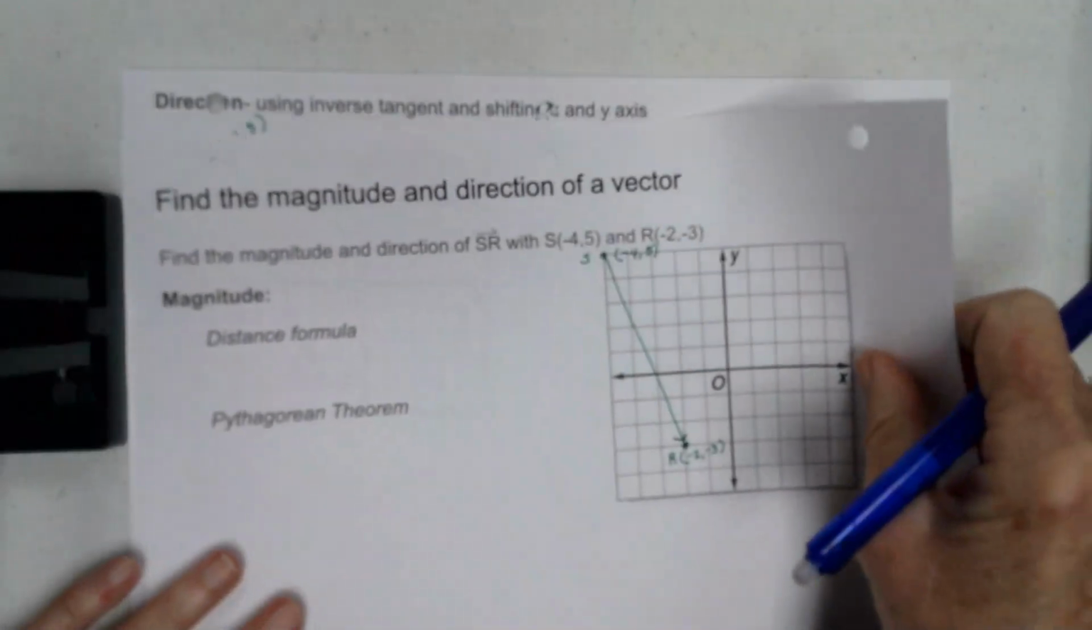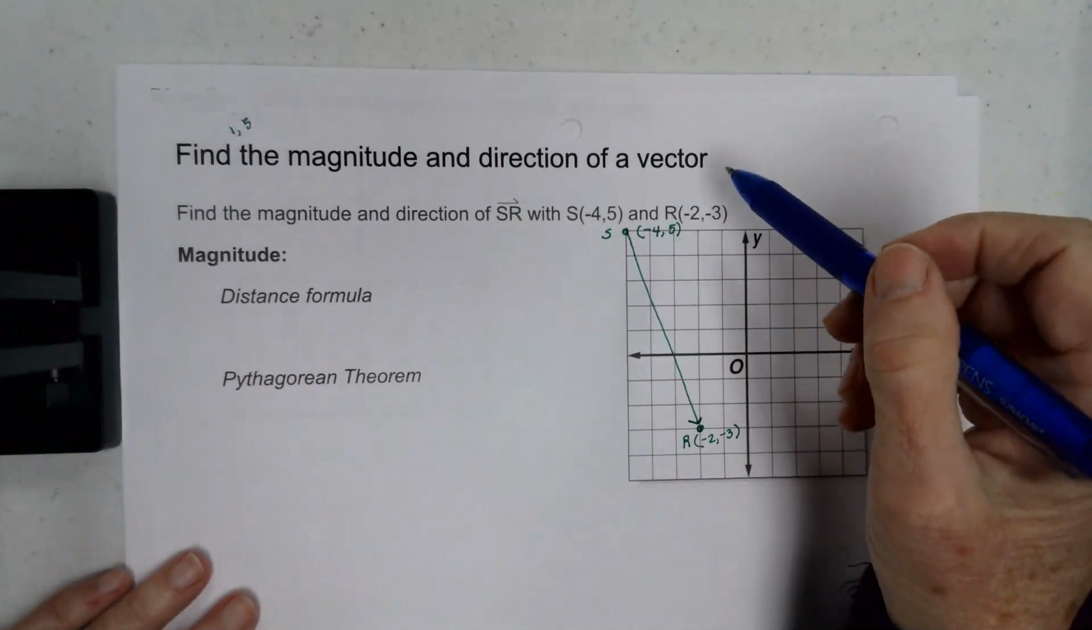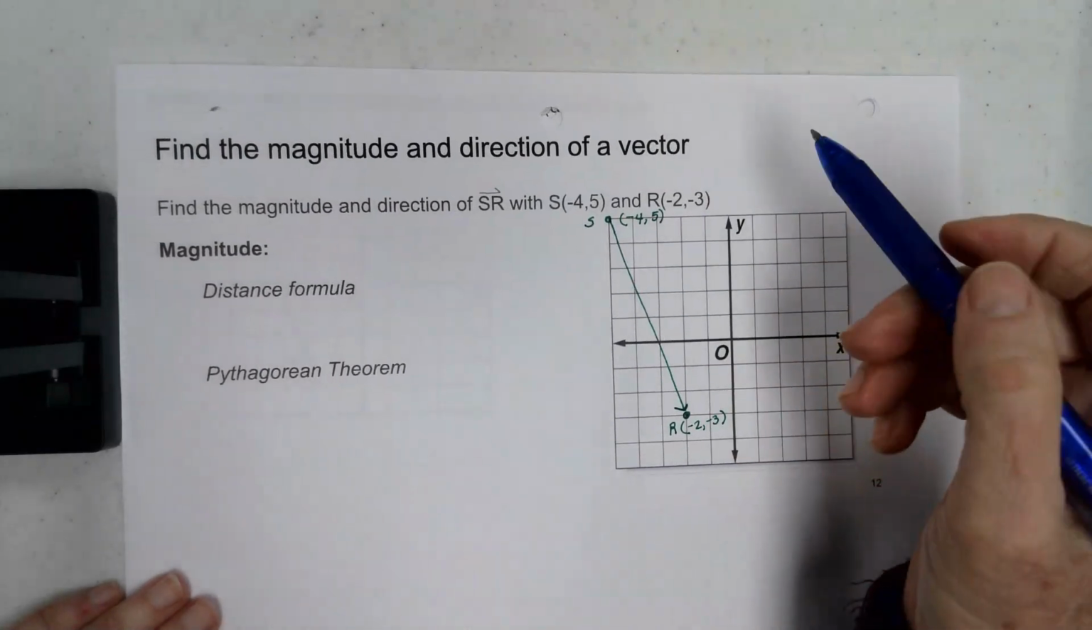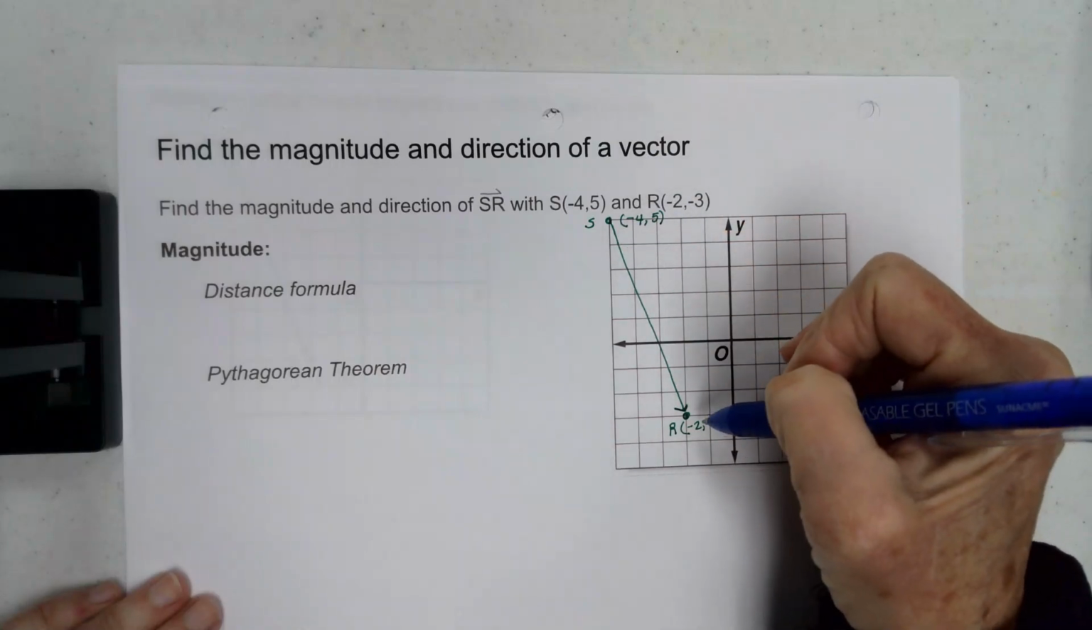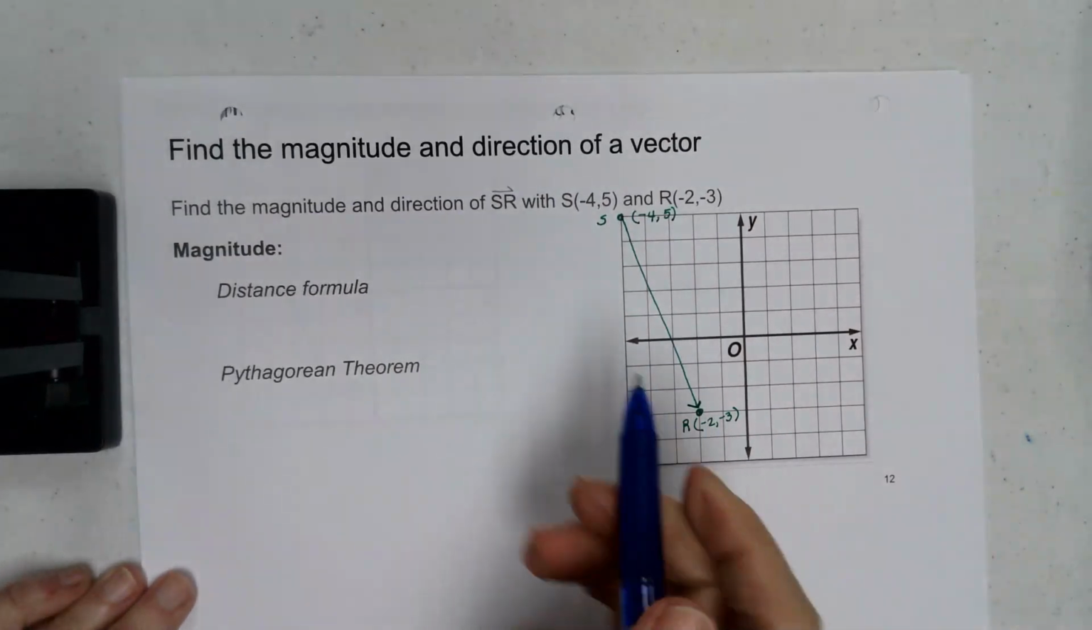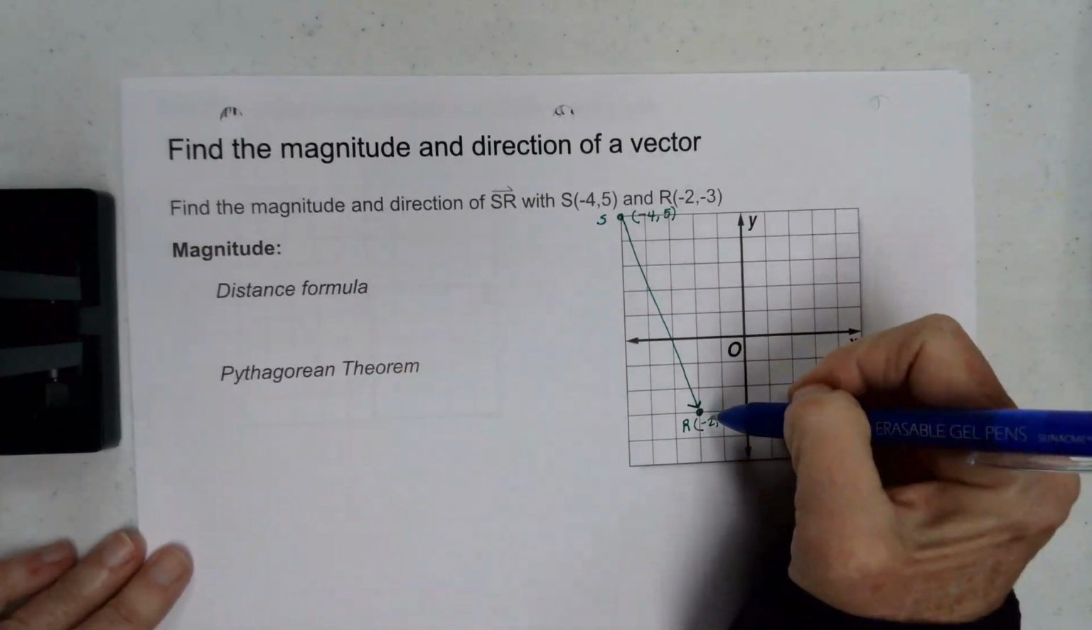All right, I'm going to find the magnitude and direction of the vector that I just had. Okay, now I graph that vector. Okay, so this is the graphing of that vector. I can use the distance formula to find the magnitude of it.